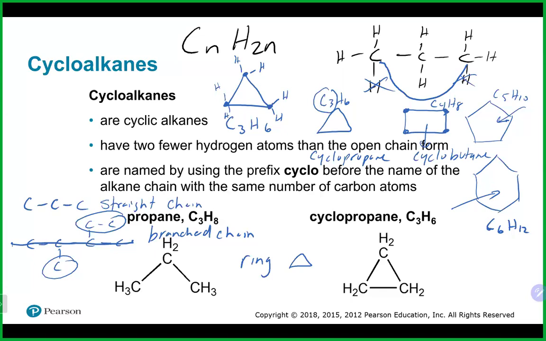Okay, we're going to continue on. So we're talking about these cycloalkanes, which again will lose two hydrogens to close up the ring. So it does have the general formula CnH2n. They are named really the same way as our alkanes. We just put the cyclo in front of it to indicate that they have closed up on each other and made a ring type structure.